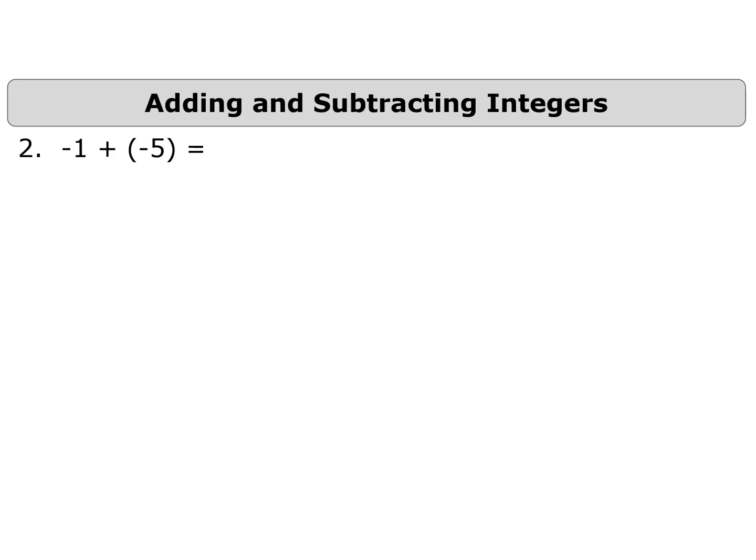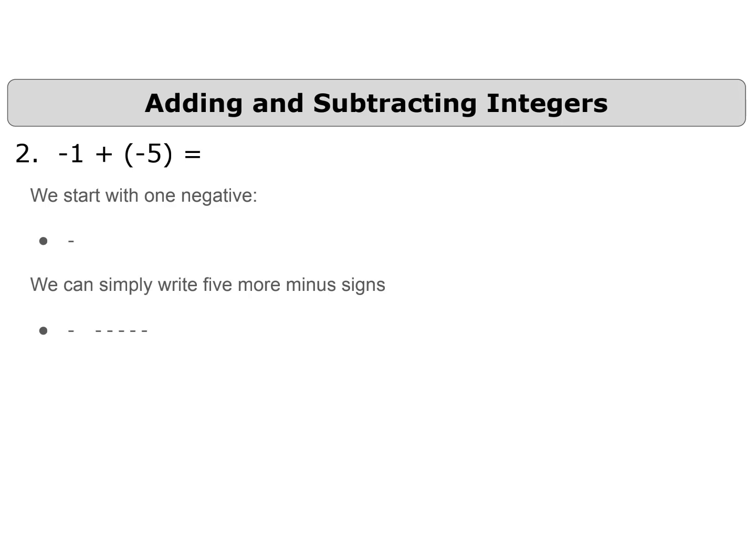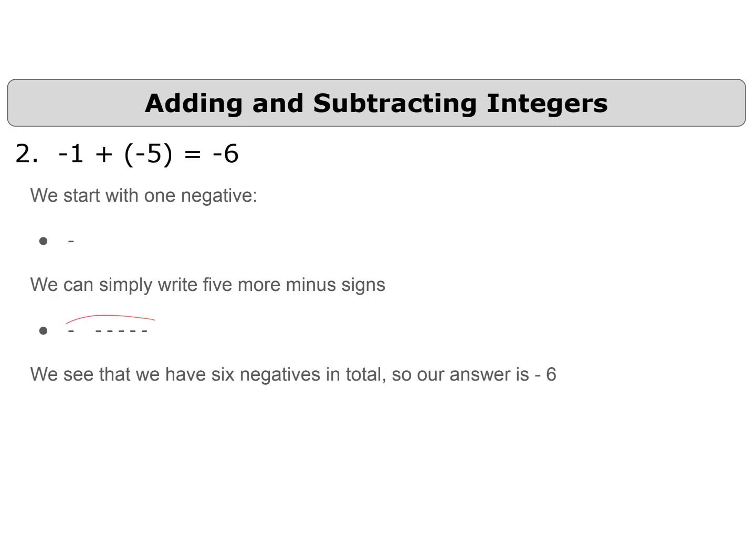Say we have -1 plus -5. We start with 1 negative, then add another 5 negatives. We see that we have 6 negatives in total, so our answer is -6.